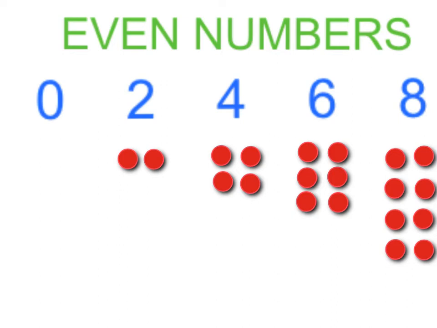So the number 2, for example, we have a group here and a group here, and they are equal groups. Each has one counter in it, so 2 can be divided into 2 equal groups. The number 4, if I draw a line straight down the middle, it's an equal amount of 2 on one side and 2 on the other side. The number 6, if I draw a line down the middle, there's a group over here that has 3 and a group over here that also has 3, so it is 2 groups with the same amount in it.